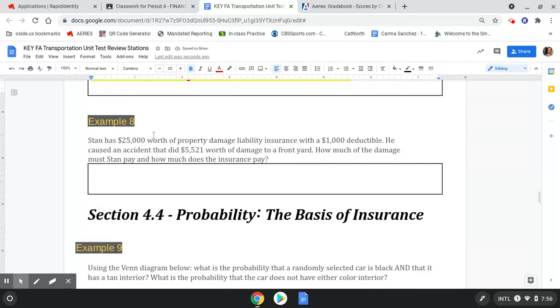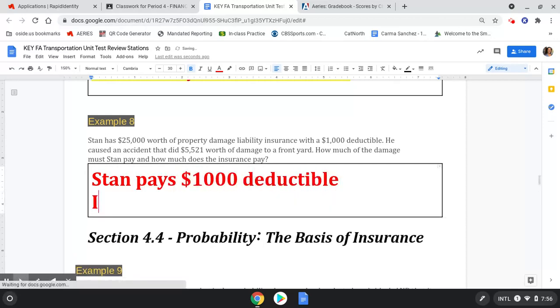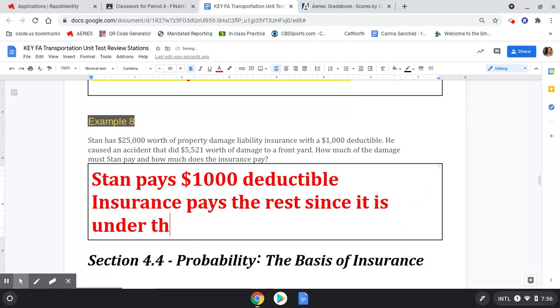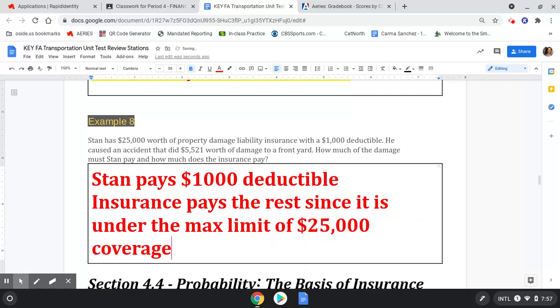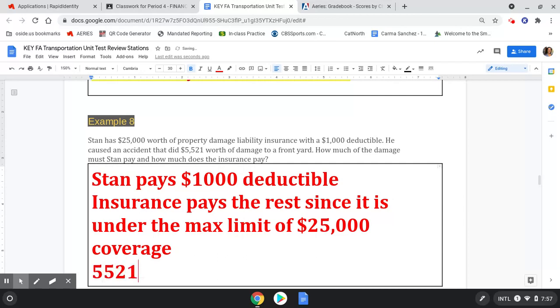All right, Stan has $25,000 worth of property damage liability insurance with a $1,000 deductible. He caused an accident that did $55.21 worth of damage to a front yard. How much does Stan pay and how much does insurance pay? So Stan is going to pay the $1,000 deductible. Insurance pays the rest since it is under the max limit of his $25,000 coverage. So we go $55.21 minus the $1,000 deductible, and insurance pays $45.21.